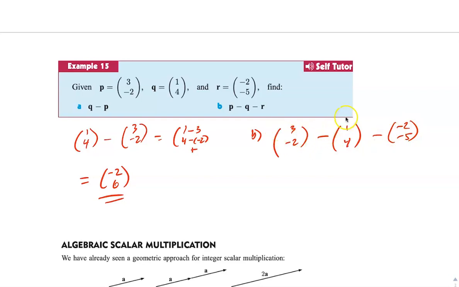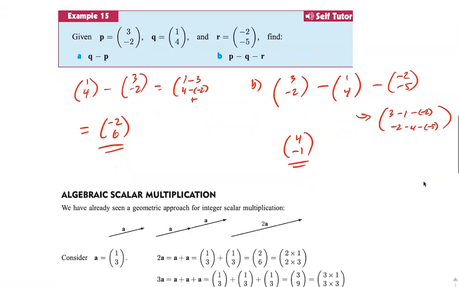So 3 minus 1 is 2, then 2 minus negative 2, a double negative, makes it a positive 2. So it's actually 4. I can write it like this: 3 minus 1 minus negative 2. And then the bottom would be negative 2 minus 4 minus negative 5, which would be positive 5. Negative 2 minus 4 is negative 6, plus 5 is negative 1. Adding and subtracting vectors should be one of the easiest things there is.